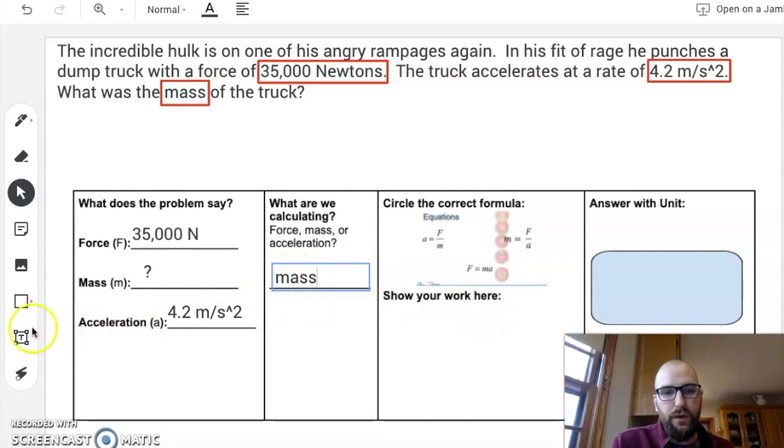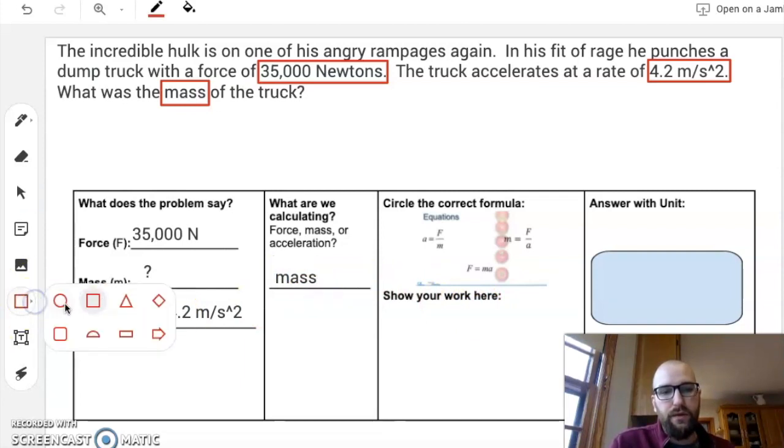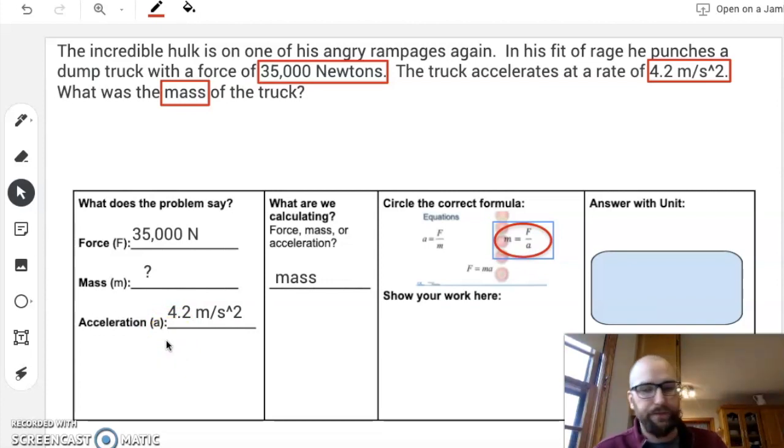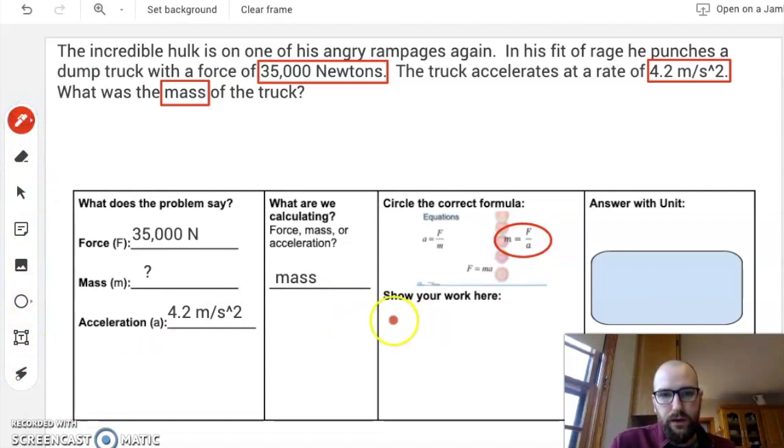Which equation do we have that shows mass equals, or in this case, M equals by itself, and all the other stuff is on the other side of the equation? The top right one here says M equals F divided by A, or force divided by acceleration. So if I know my force and my acceleration, I can find the mass of that object. So let's use our pencil tool and write it out. M equals F divided by A.